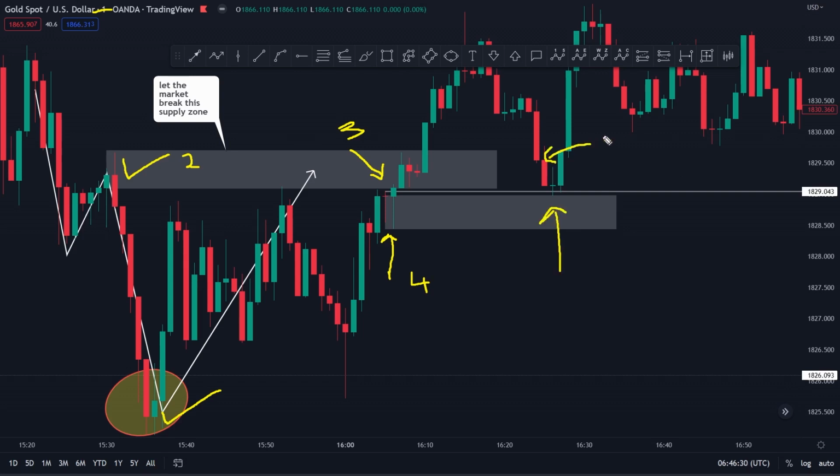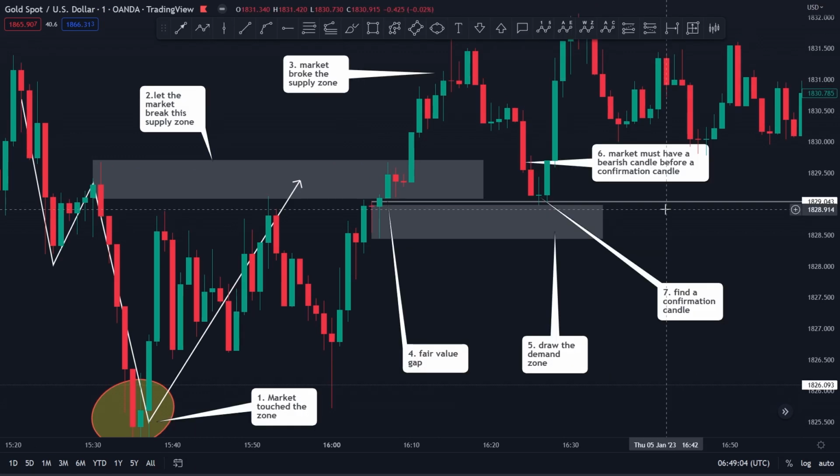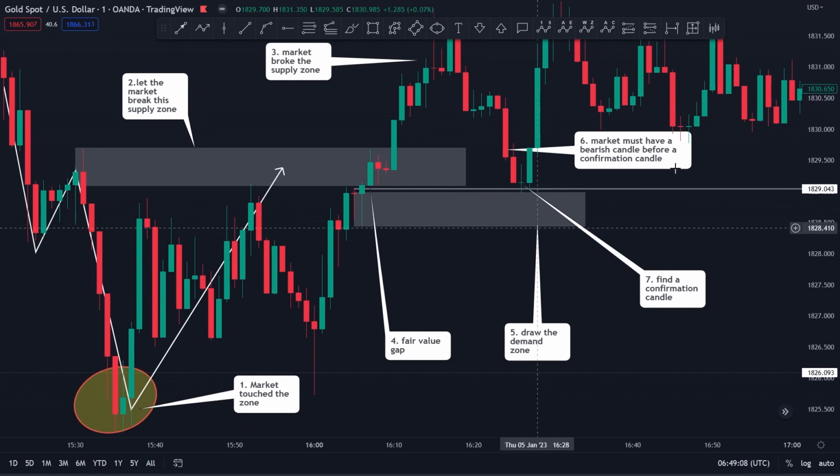Or maybe we can say number 5, wait for the market, wait for a bearish candle before a confirmation candle. And then number 6 is your confirmation candle, and that is when you can enter the market. Let me just write it down so that everyone can follow these steps when they are trying to backtest. From here we can see that I wrote a lot of steps, but it's fine.